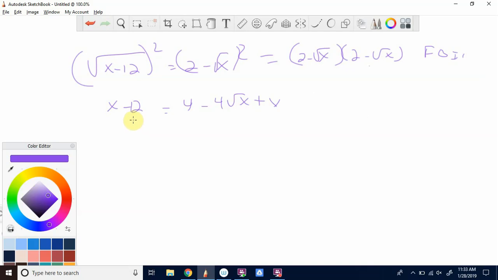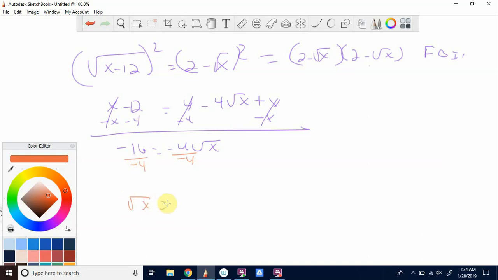You solve. Again, you have one more radical, so we have to isolate it. I'm going to subtract 4 and subtract x from both sides. So I get negative 16 equals negative 4 square root of x. But I have to divide by negative 4 because it's still not isolated. So I get square root of x equals 4. Now I can square both sides. Sometimes it's multiple steps. x equals 16.